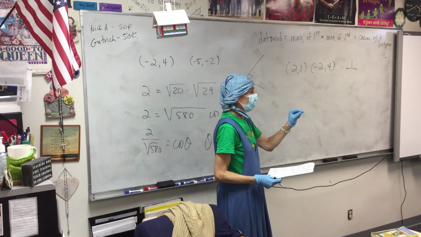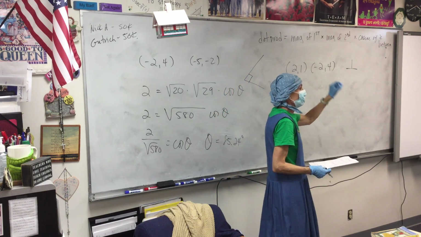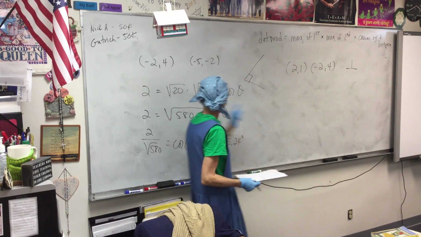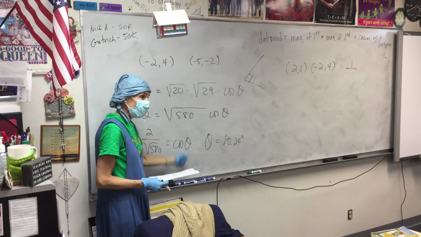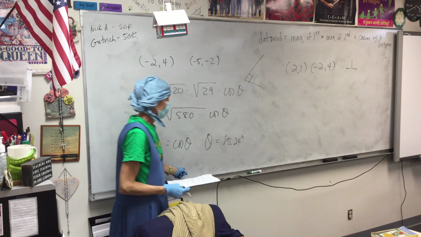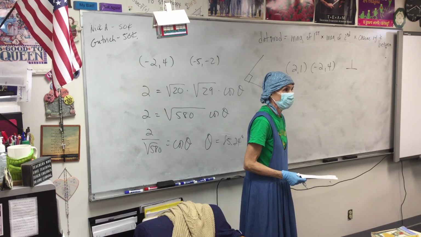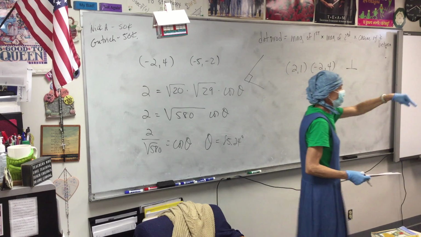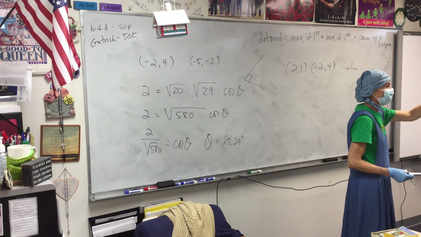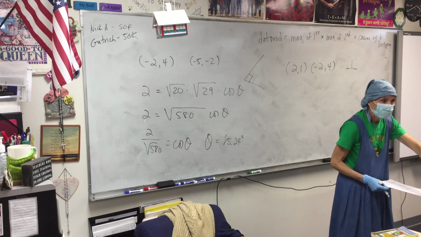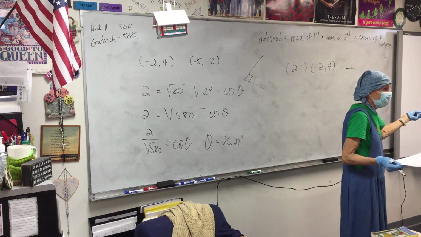Kids, we already talked about it. I need you to be engaged. I need you to be thinking. When the dot product is 0, the angle will be 90 degrees. 90 degrees means perpendicular or orthogonal. So if your question is, are they orthogonal, you'll do the dot product and get 0 or not.